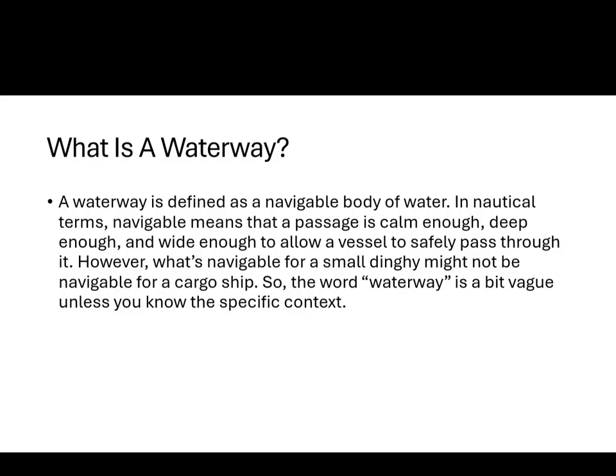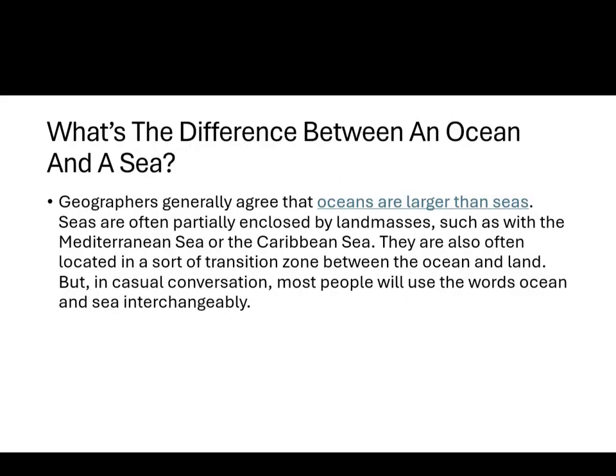What is a waterway? A waterway is defined as a navigable body of water. In nautical terms, navigable means that a passage is calm enough, deep enough, and wide enough to allow a vessel to safely pass through it. However, what's navigable for a small dinghy might not be navigable for a cargo ship. So the word waterway is a bit vague unless you know the specific context.